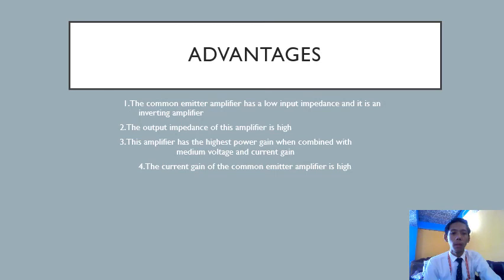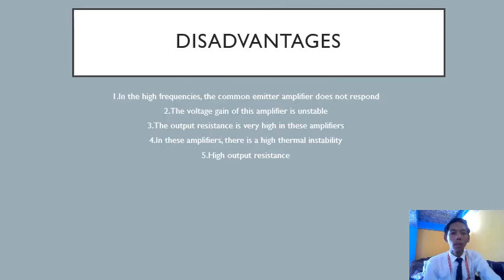Advantages of the CE amplifier. The common emitter amplifier has a low input impedance and it is an inverting amplifier. Second, the output impedance of this amplifier is high. Third, this amplifier has the highest power gain, combined with medium voltage and current gain. Fourth, the current gain of the common emitter amplifier is high. Disadvantages. At high frequency, the common emitter amplifier does not respond. The voltage gain of this amplifier is unstable. The output resistance is very high in these amplifiers. There is also high thermal instability.